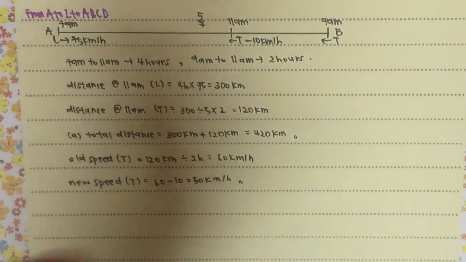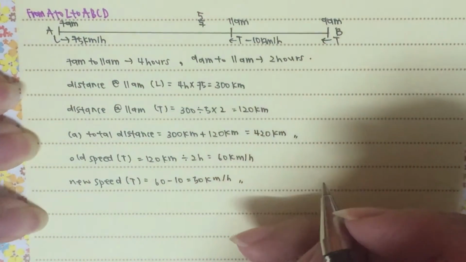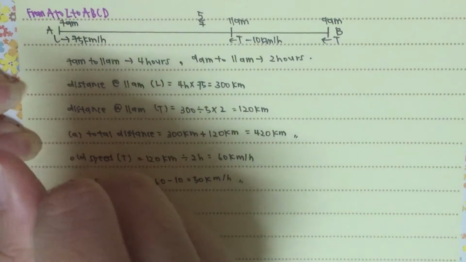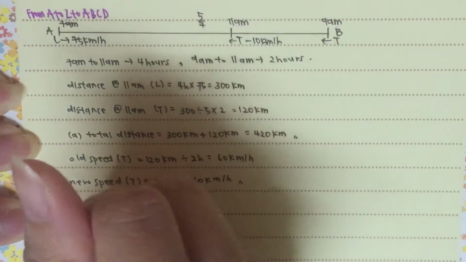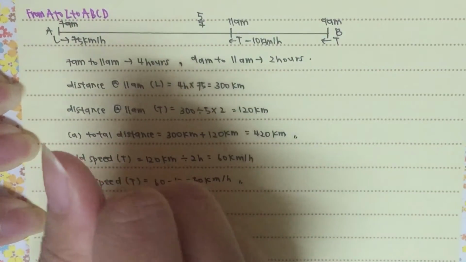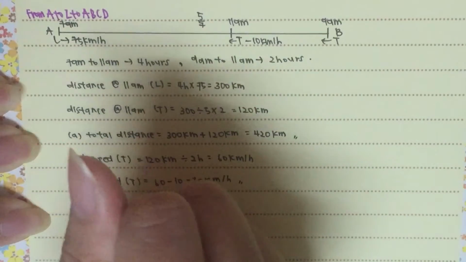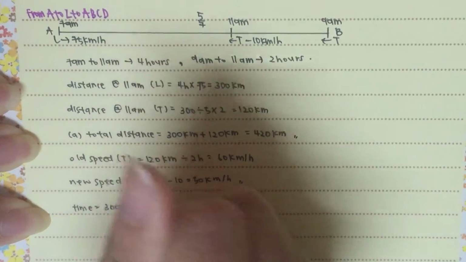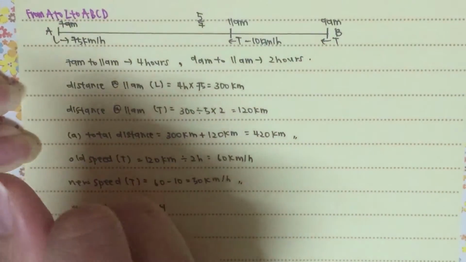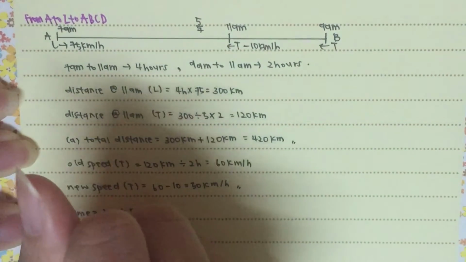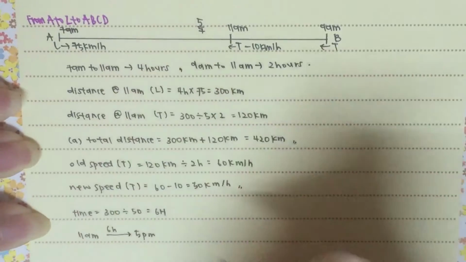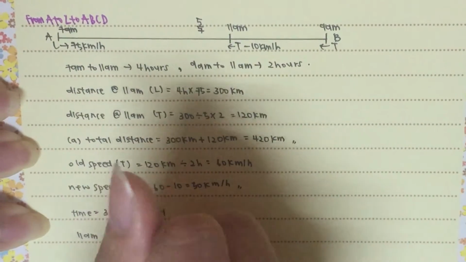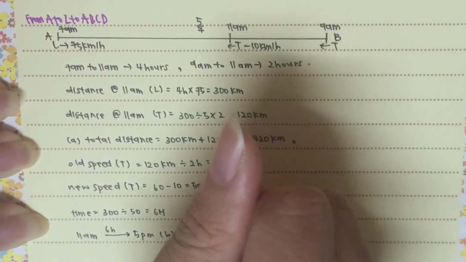So the new speed is 50 km/h. Then the time taken would be equal to the remaining distance, which is 300 km, divided by the new speed, which is 50, and this will give us 6 hours. From this point, 11 a.m., 6 hours later, we will get 5 p.m. The answer for part B will be over here.